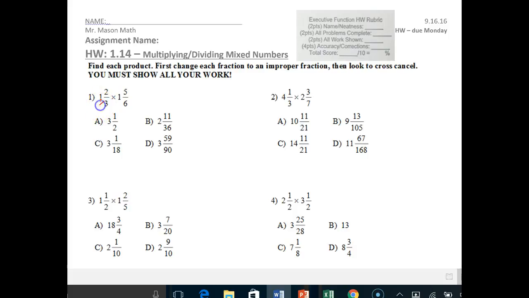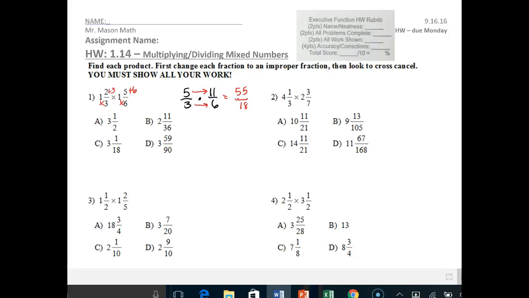1 2/3. So I'm going to say 1 times 3 plus 3, which will give me my improper fraction of 5 over 3. And then 1 times 6 plus 6, giving my improper fraction of 11 over 6. So I go ahead and I look to cross cancel, and actually on this first one there's nothing I can cross cancel. 5 and 6 don't have anything in common besides 1. 3 and 11 don't have anything in common besides 1. So I just multiply straight across.